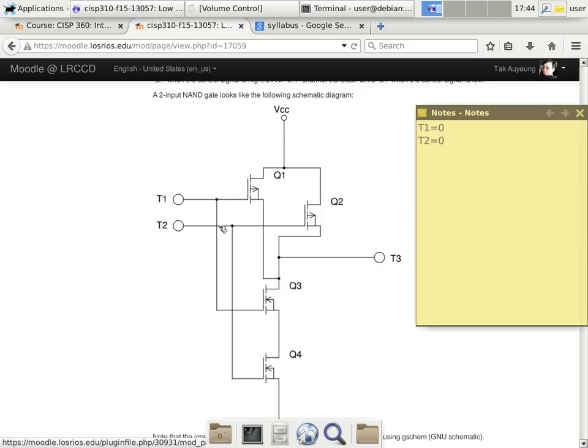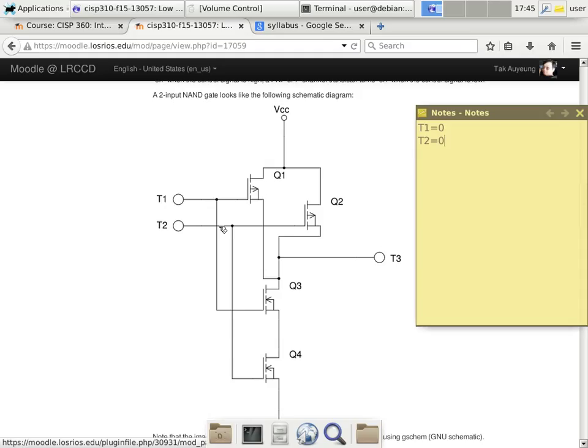What about Q3 and Q4? Q3 and Q4 are N-channel MOSFETs. They turn on only if the input voltage is high. Since the input voltage is low, they are not on. In other words, this does not connect. This does not connect either. But this and this, you can just imagine this wire to be straight through because the transistor is on. Okay, so what do you think T3 is going to experience when Q1 and Q2 are on? Is it going to experience a high voltage, VCC, or is it experiencing a low voltage at ground?